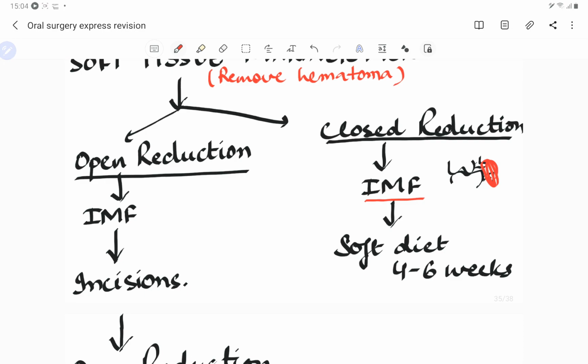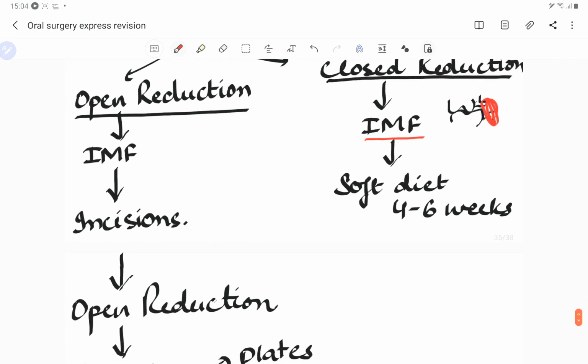So we make the gunning splint, and in this position the maxillary teeth and the mandibular teeth are fixed for 4 to 6 weeks. Till this time the patient is on a liquid diet. So this was about closed reduction.